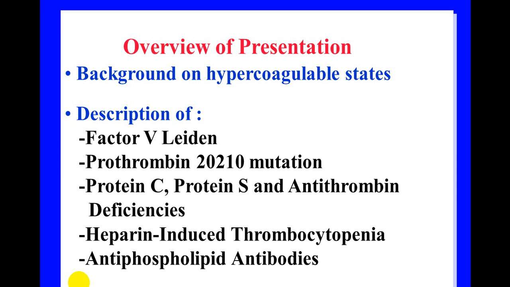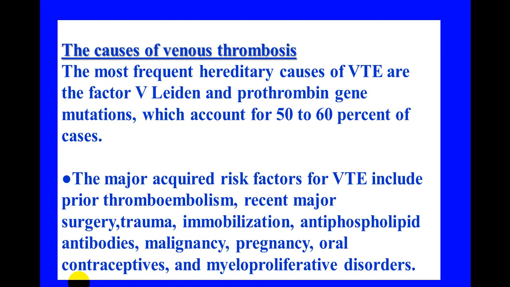Background: we have factor V Leiden, prothrombin 20210, protein C and S, antithrombin deficiency, heparin-induced thrombocytopenia. The most important topic is antiphospholipid antibody syndrome. The causes of venous thrombosis.